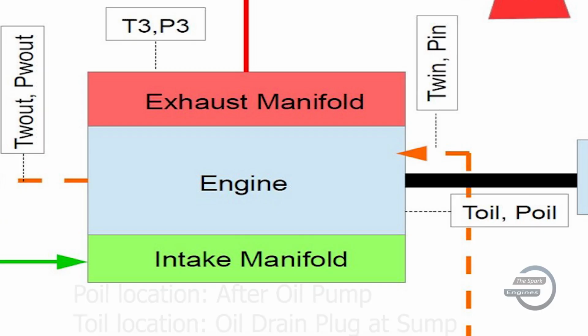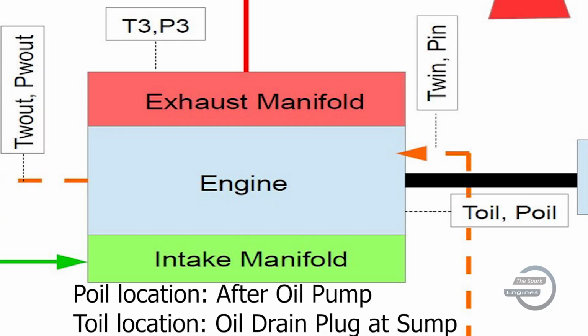P oil needs to be captured after the oil pump because this is the pressure of oil at which the oil will start flowing into the engine, but the location of T oil can be either the same as P oil or it can be the bottom of the oil sump, or what we used to call the drain plug.